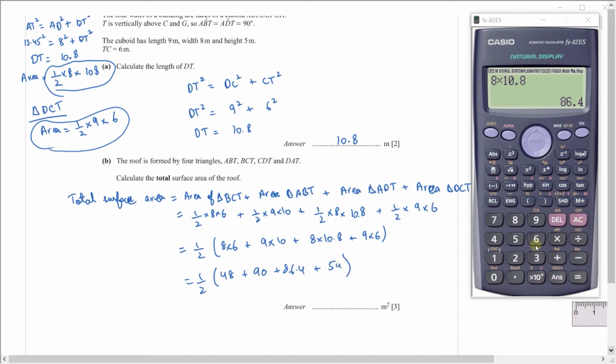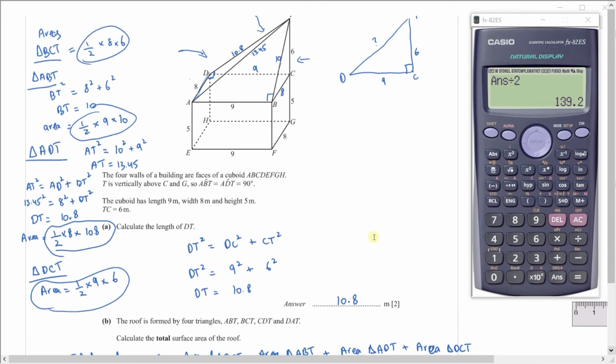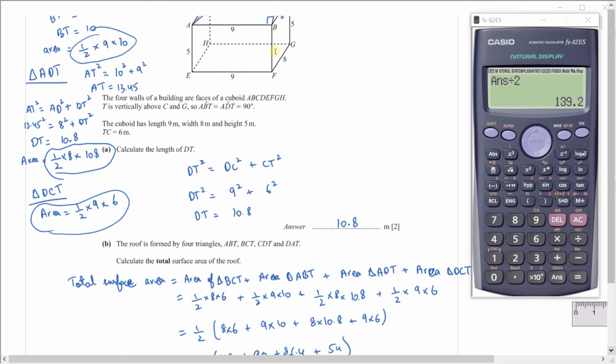So now let's add these. 86.4 plus 54 plus 90 plus 48 and then divide by 2. So you have 139.2 meter square as your surface area of the roof. If you want, you can also write it up to three significant figures. 139 will be a correct answer as well. So we simply calculated the areas of all the four triangles that make up the roof.